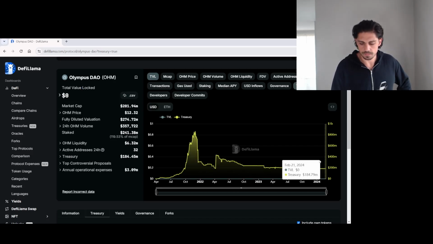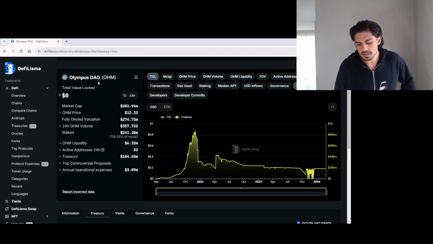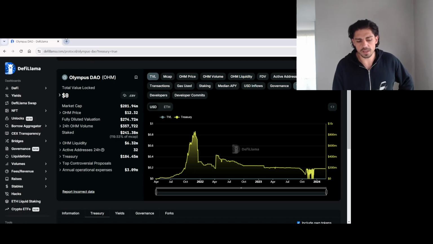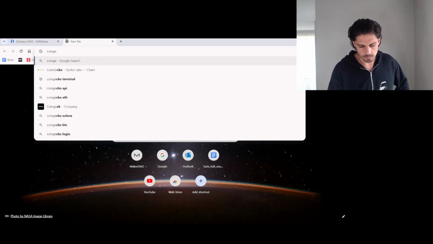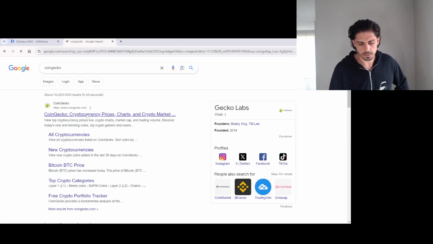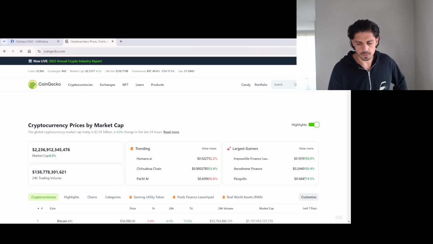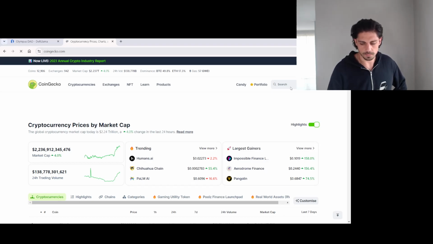Again, their treasury had this moment of being not in the billions, but almost. And so this is an interesting project. I don't necessarily recommend it, but let's go to CoinGecko quick. If we look at their token price action on Olympus now.